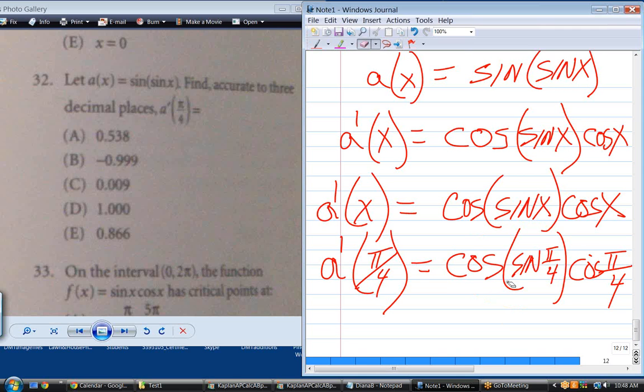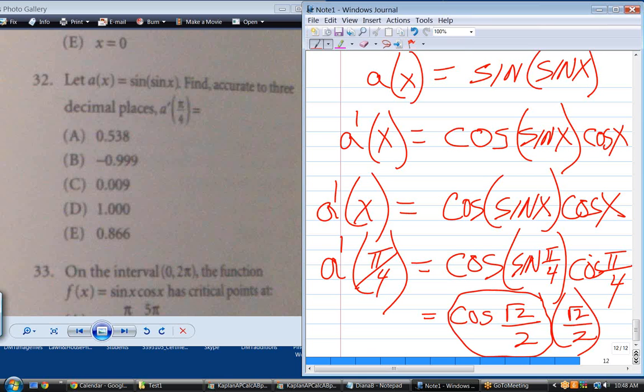Right. The sine of pi over 4 is root 2 over 2, so now we're going to take the cosine of root 2 over 2 times the cosine of pi over 4, which is also root 2 over 2. So now we're going to figure out the cosine of that.